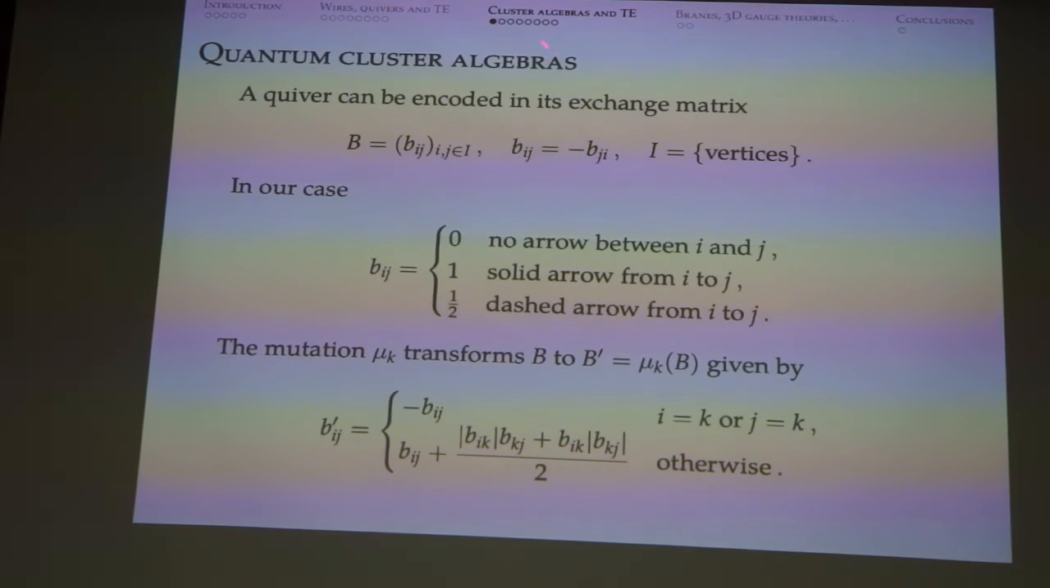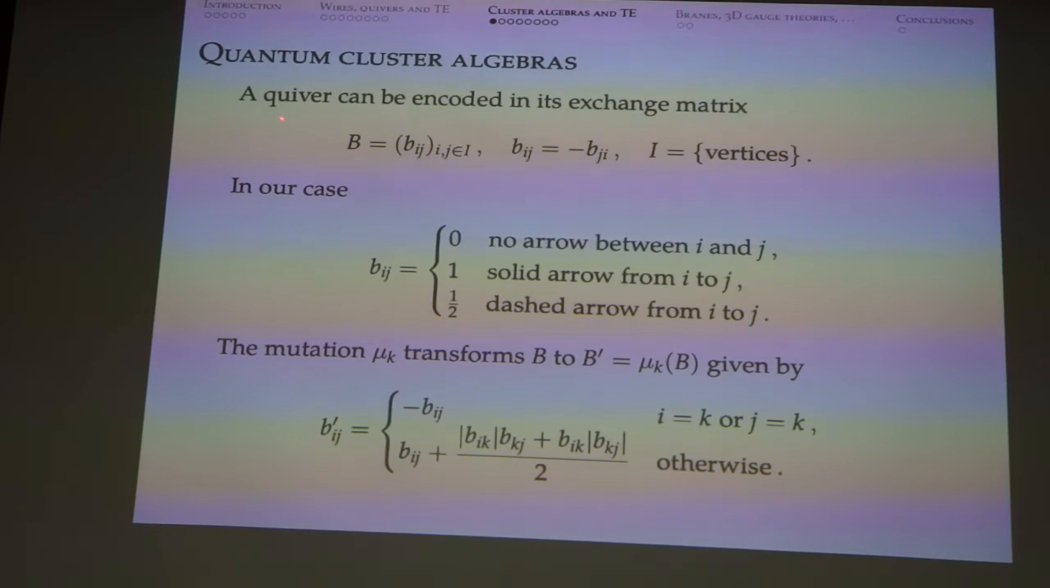So to construct such a solution of the tetrahedron equation, in our work we use quantum cluster algebras. So I have to tell you what that thing is. One way to define it is the following. First of all, a given quiver can be encoded in an antisymmetric matrix called the exchange matrix of that quiver. Okay, so it's very simple.